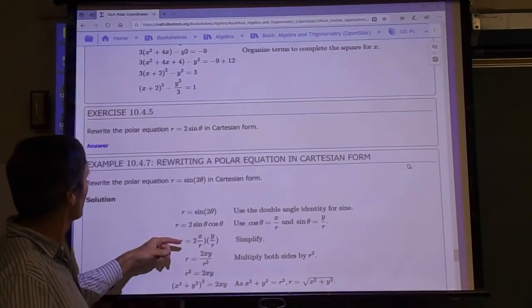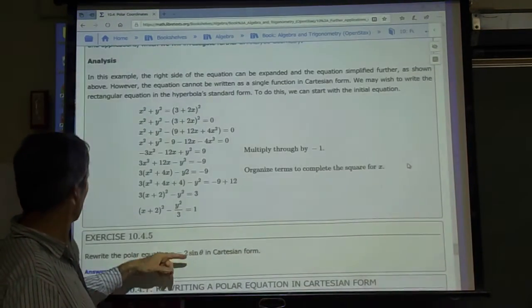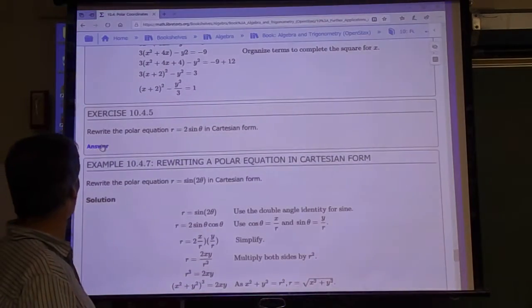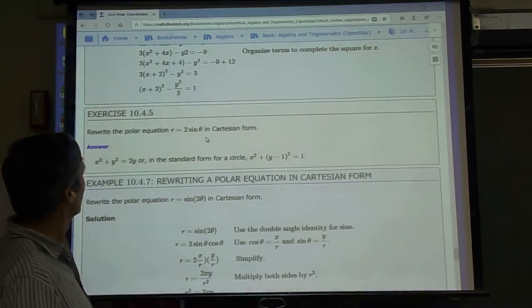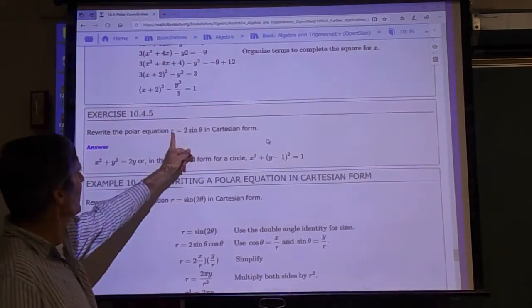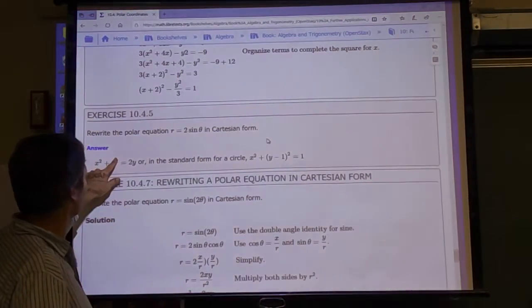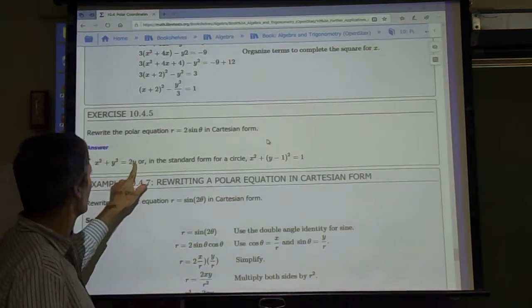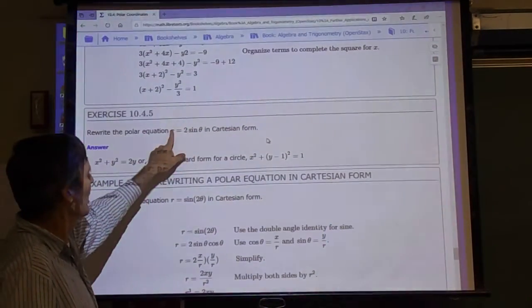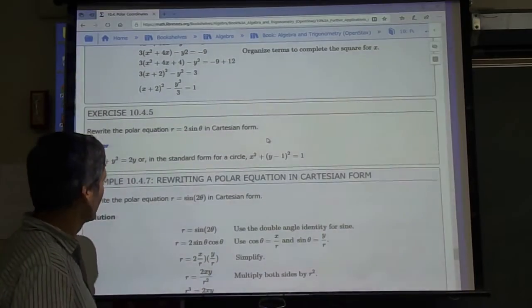If you multiply through by r, you'll get r squared equals 2r sine theta. r squared is x squared plus y squared, and r sine theta is y, so it's 2y. So sometimes multiplying through by r gets these things so you can recognize them.